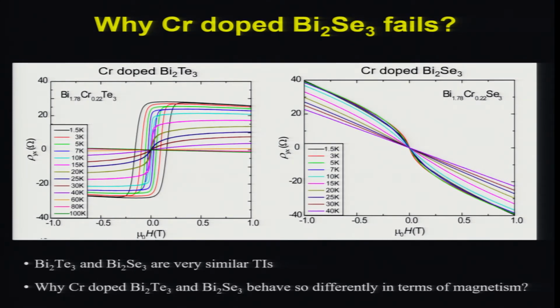The Hall effect behaves just like a paramagnet, unlike chromium-doped bismuth telluride, where we clearly see the anomalous Hall effect. Bismuth selenide and bismuth telluride are very similar to each other in terms of structure and electronic structure. So we want to understand why this material, which was thought to be the best quantum anomalous Hall insulator, fails.